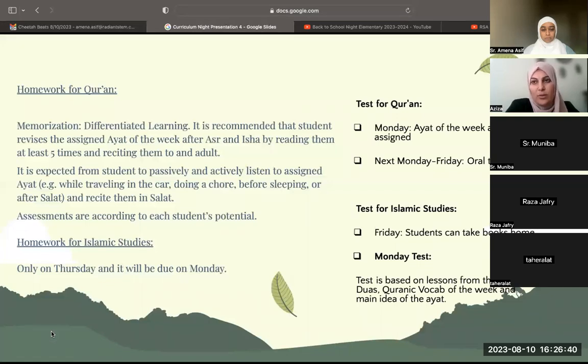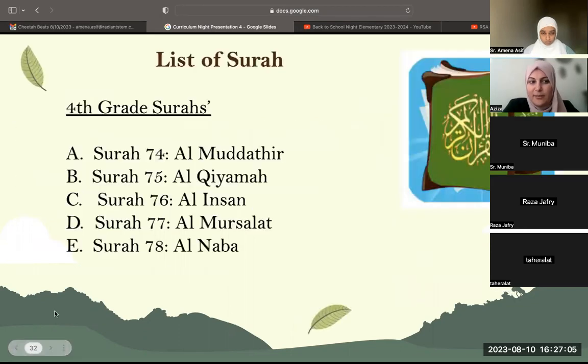And we're going to focus also on ahkam al-tajweed, rules of tajweed, applying the rules of tajweed, inshallah. For the Islamic studies books, if the parents like to see what the students are learning, they can take the books home by Thursday or Friday, but they have to bring them back by Monday because the books have to stay in the class. They can't keep them at home. And can we go next, please, Sister Amina?